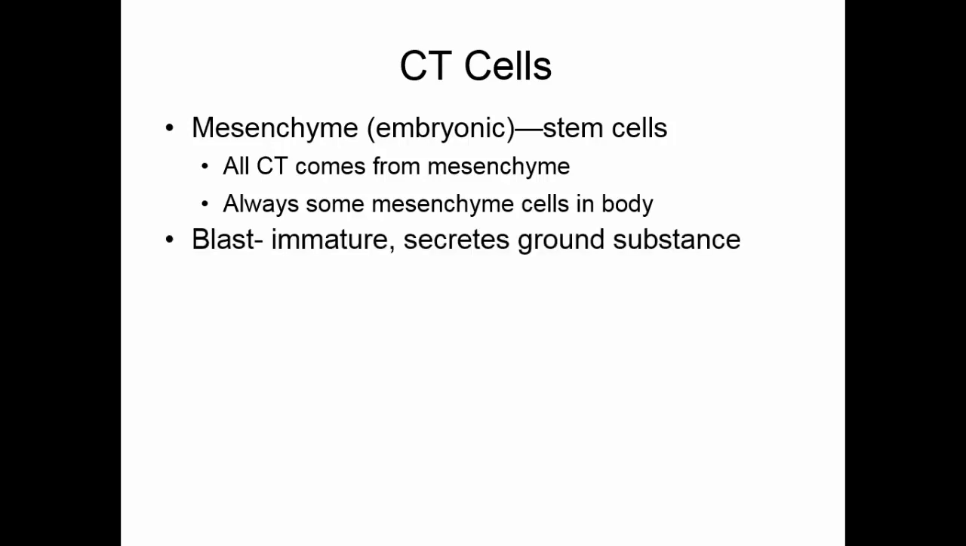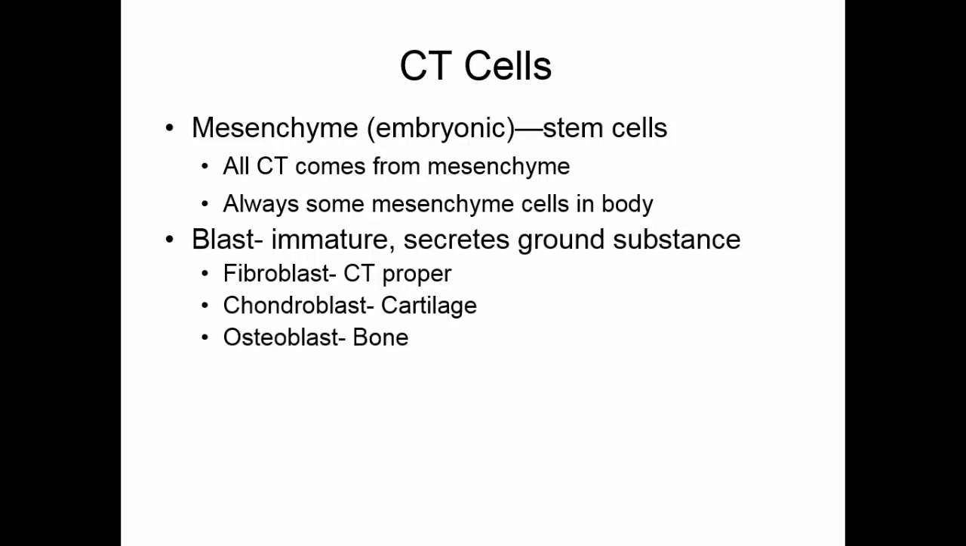When we talk about a blast cell, a blast is simply an immature cell. It's involved in secreting the ground substance or the fibers. So we talk about fibroblasts. They're found in connective tissue proper. Chondroblasts are found in cartilage. Osteoblasts are found in bone. And then the hematopoietic stem cell is found and produces the blood.